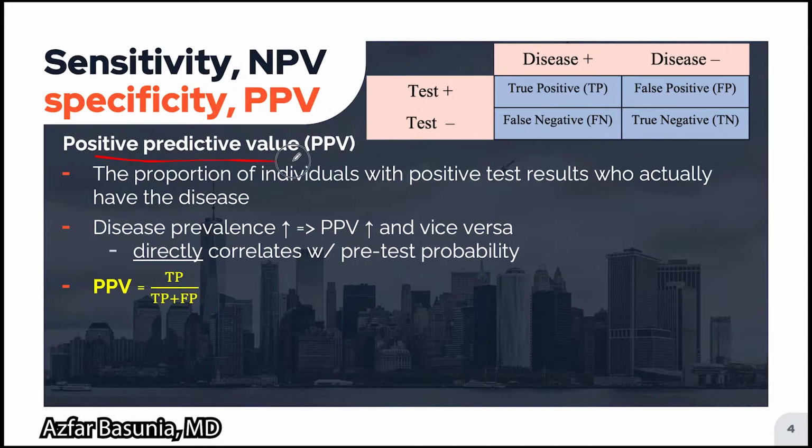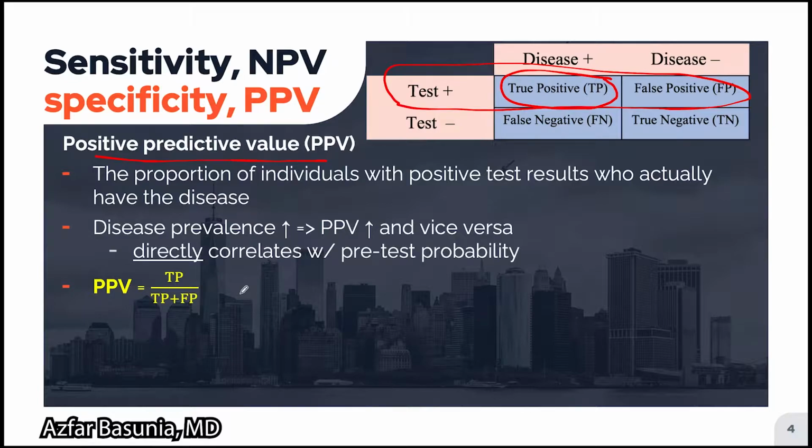The positive predictive value of a diagnostic test refers to the proportion of individuals who test positive for the disease who actually have the disease, and thus it is calculated by taking the true positives and dividing it by the number of individuals who test positive for the disease, that is true positive plus false positive.